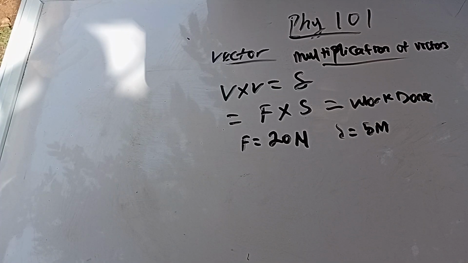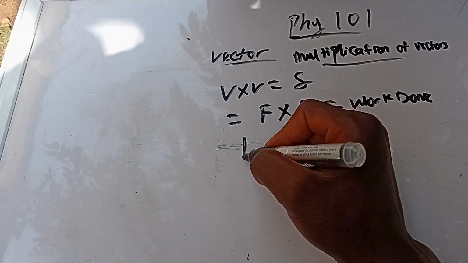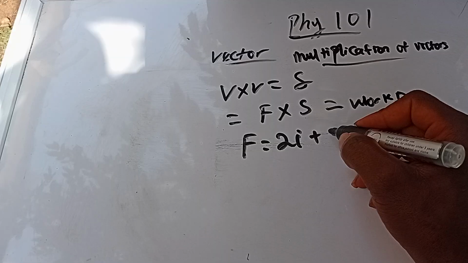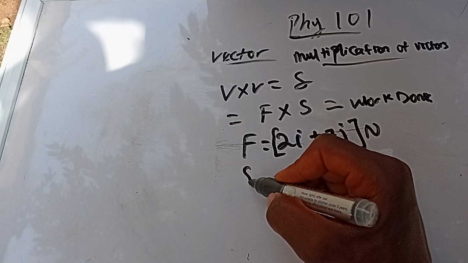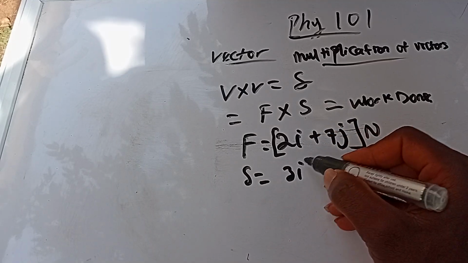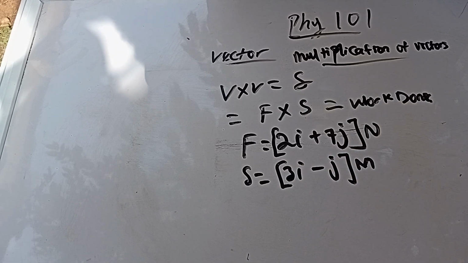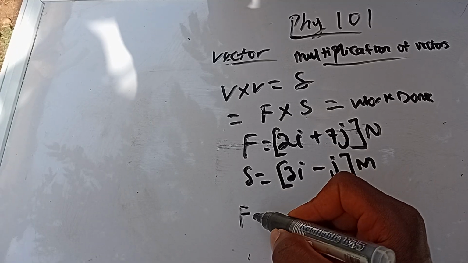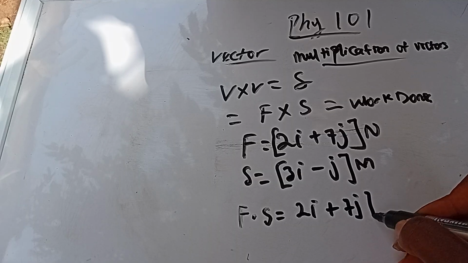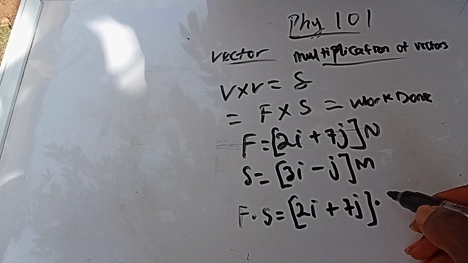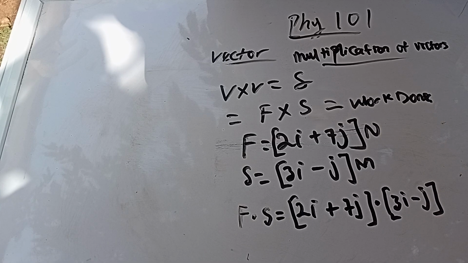Let me write it in the form of vectors. Maybe the force equals 2I plus 7J Newton, and the displacement equals 3I minus J meter. So find the work done. Now we are going to use dot product. So F dot S equals 2I plus 7J dot 3I minus J. Is that clear?